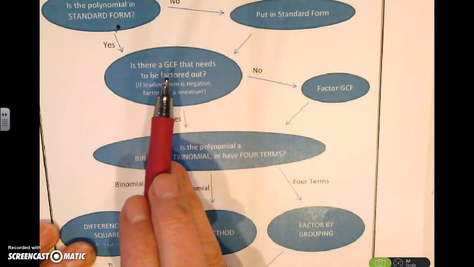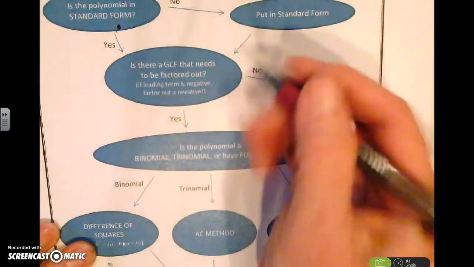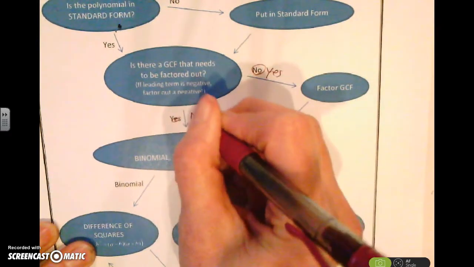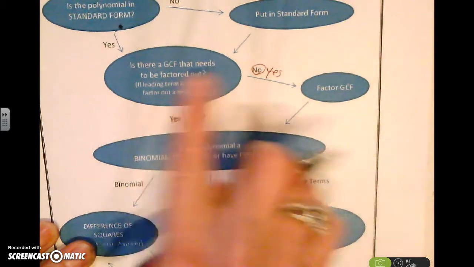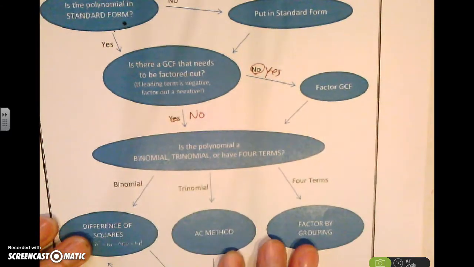Is there a GCF that needs to be factored out? This should be a yes, right? So if the answer is yes, we'll go that way. And if it's no, then we'll go this way. So yes, factor it out and then come here. No, just come on here to the next spot.